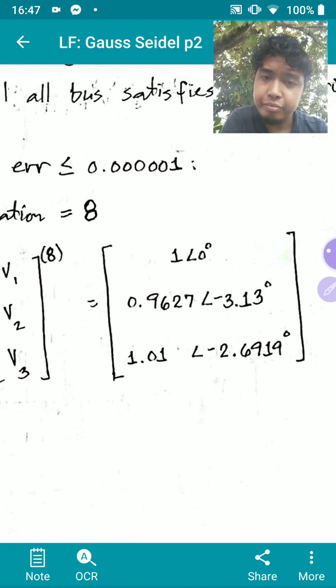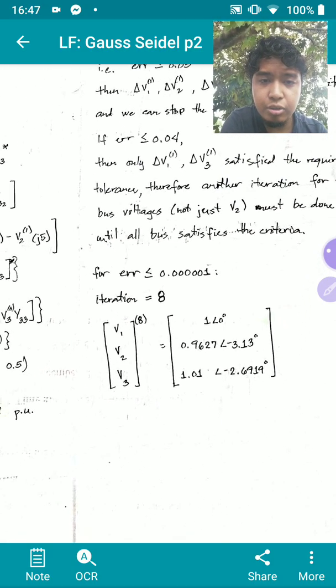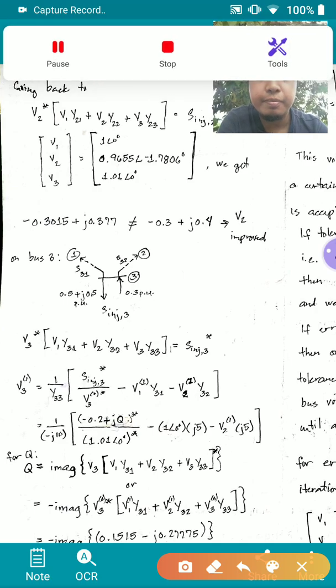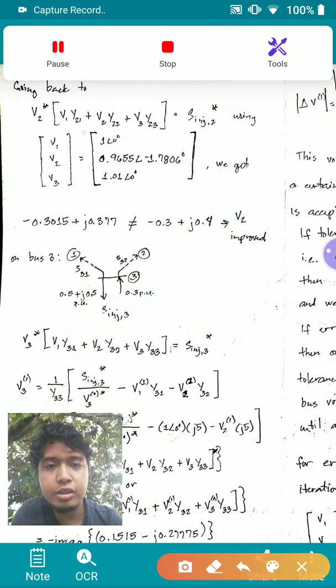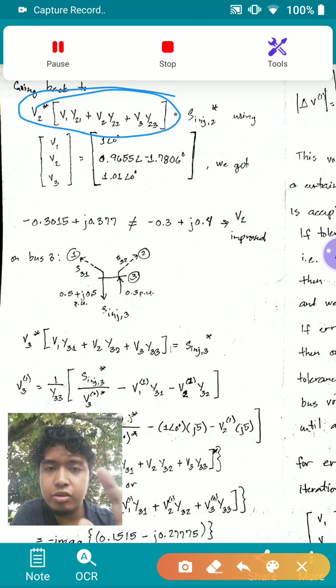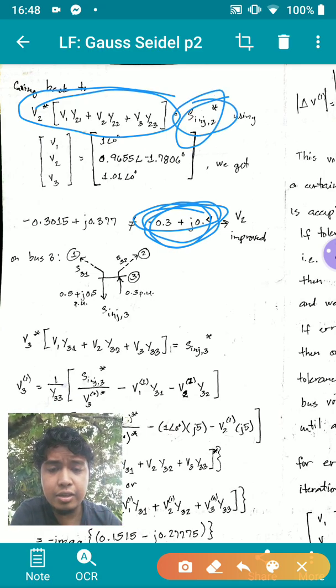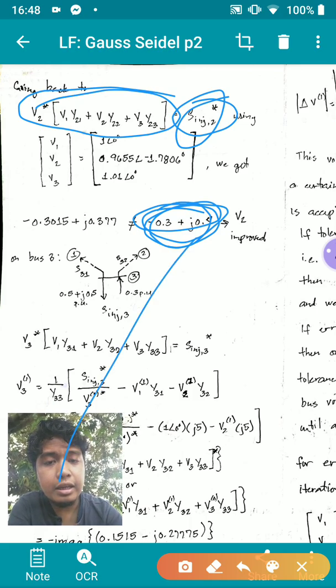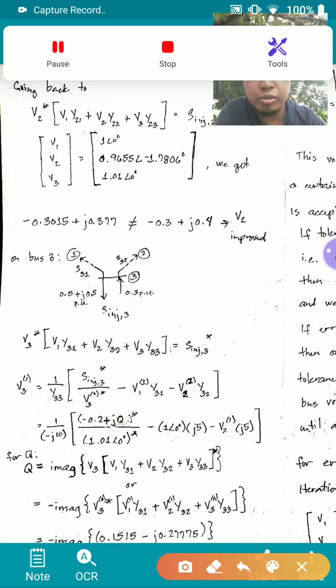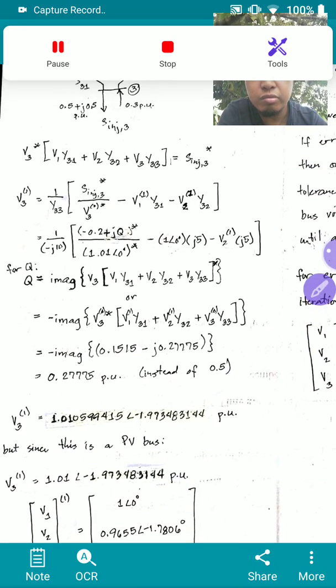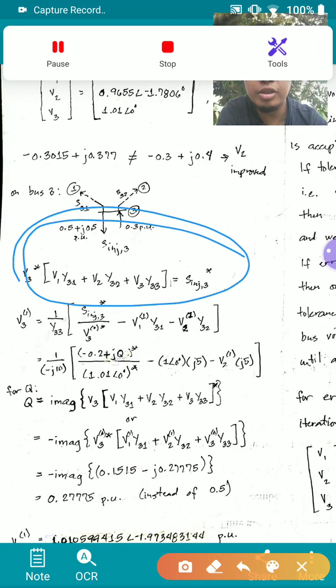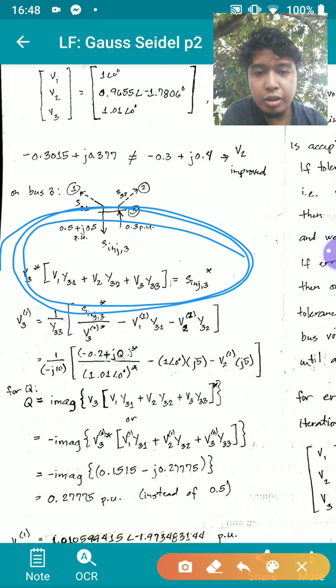So you may use these voltages on this equation, and then the result is a lot closer to the S injection. It may not be exactly equal, it may not be exactly negative 0.3 plus j0.4, but it's very close to that. And then you may use those voltage values for this one too.